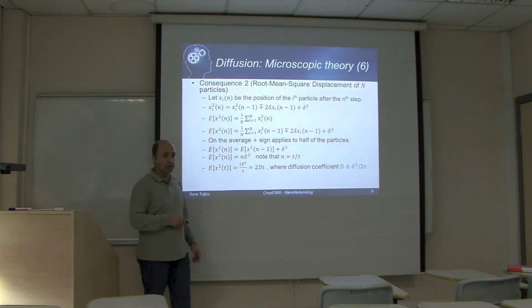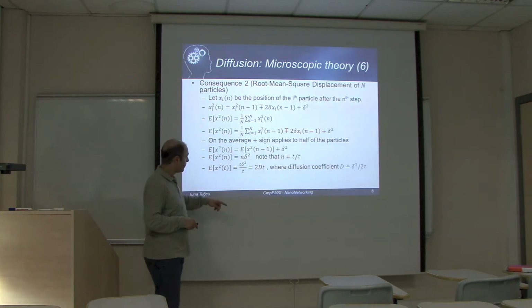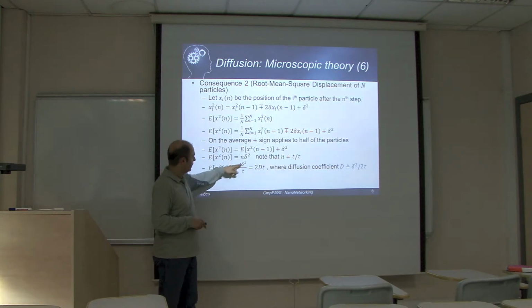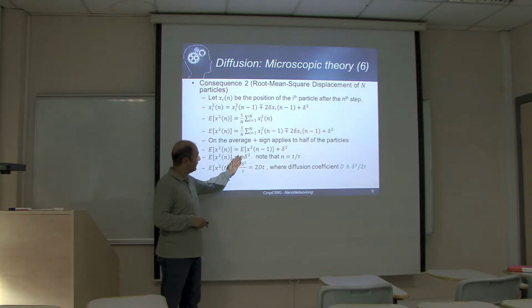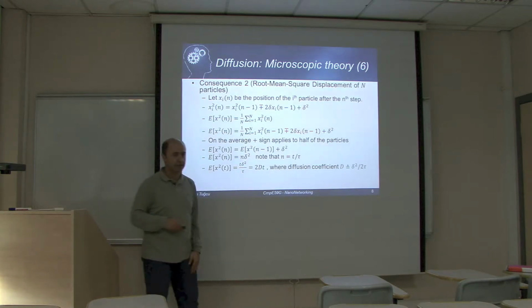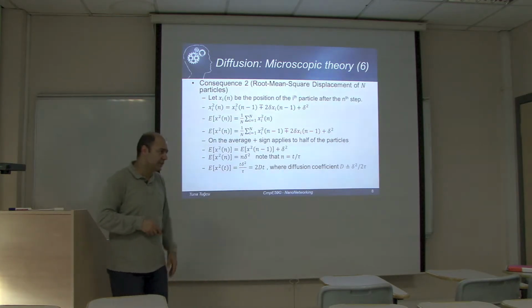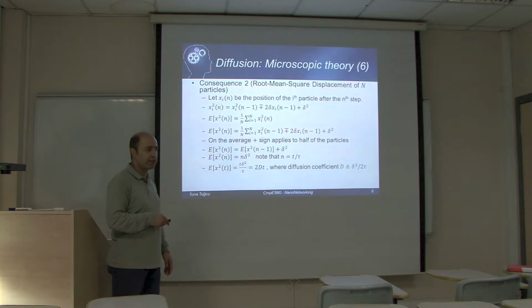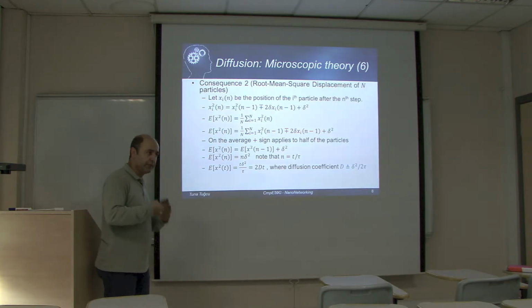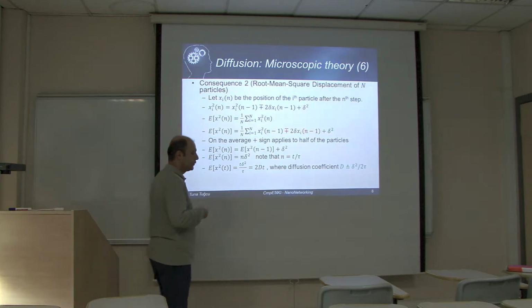And we will be calling delta squared over 2 tau, that means half of this, D, the diffusion coefficient. So what I have in here is 2D times t. This is just a definition. That's how we define the diffusion coefficient. In the future, we will be defining things in terms of the diffusion coefficient.